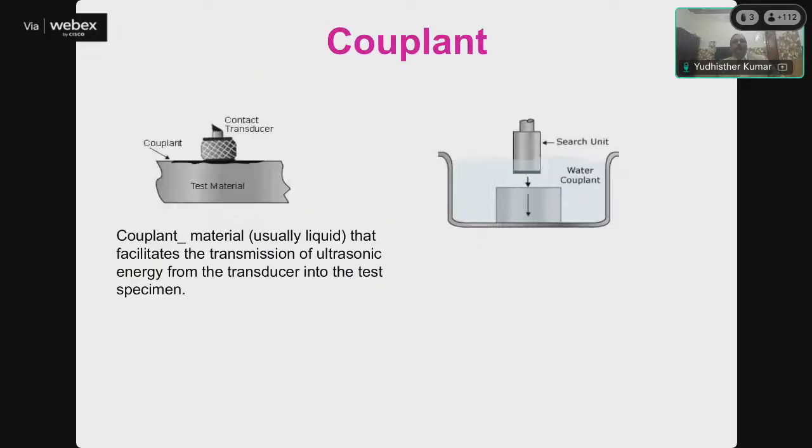So this slide shows the use of the ultrasonic transducer. How is it being used? This is a contact transducer directly in contact with the test material. A couplant is used, whether it is water, grease, or oil. This is the photograph for direct contact testing.